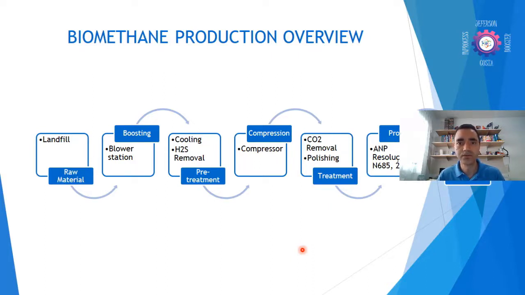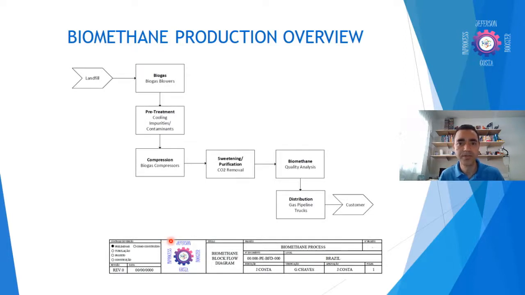But when you are doing documentation to share with regulators or with the customer, we won't share this kind of block flow with a third party. So I have developed a block flow diagram in order to have a cleaner engineering document that represents this biomethane production overview. We have the landfill, and the landfill feeds us with biogas, and the biogas must be compressed. So I have biogas blowers, and I have pretreatment. I need to do the cooling and remove impurities and contaminants, and in many cases H2S. After I do that, I must compress to send to the sweetening purification unit where I have the CO2 removal, and with that I produce the biomethane.